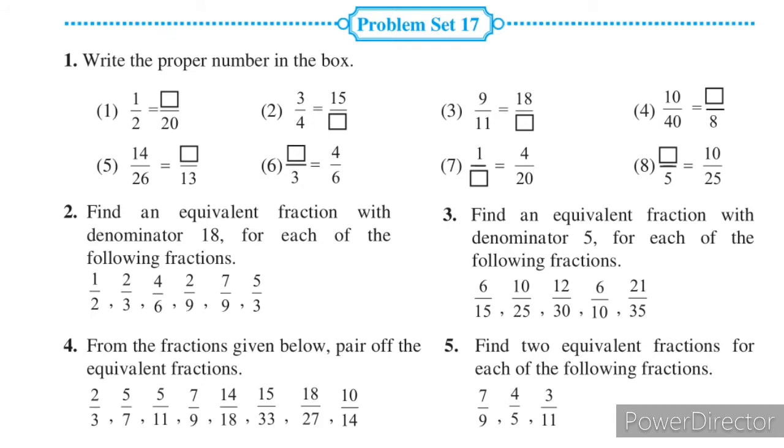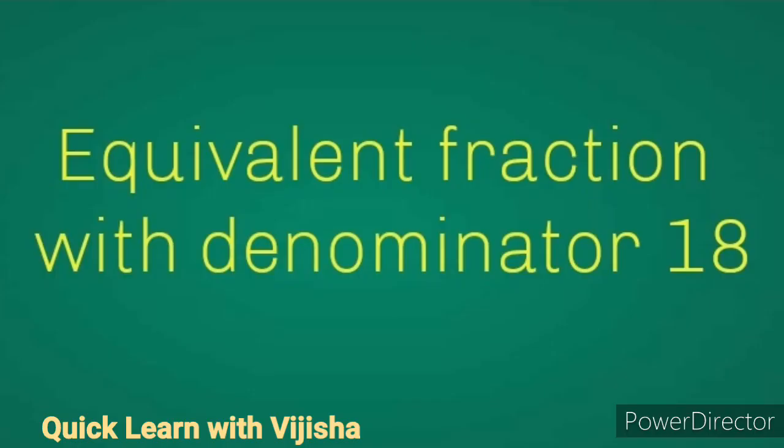In the last video we had done with problem set 17 question number 1. Now we will see question number 2, that is find an equivalent fraction with denominator 18. Means we have to make the denominators 18 for this question. So let's see how to do this.